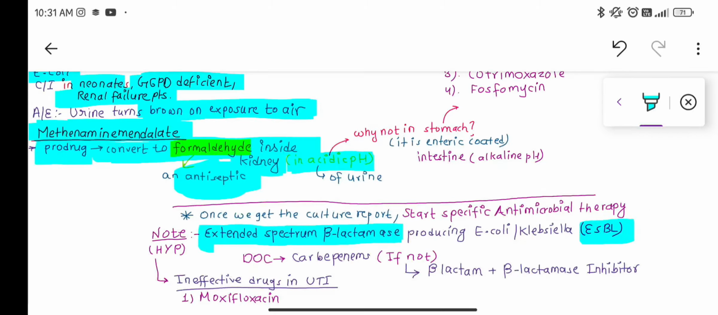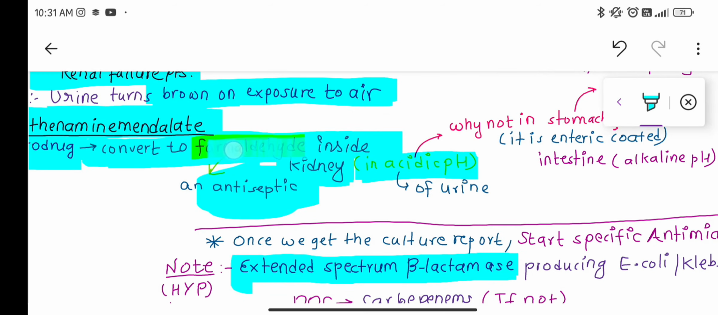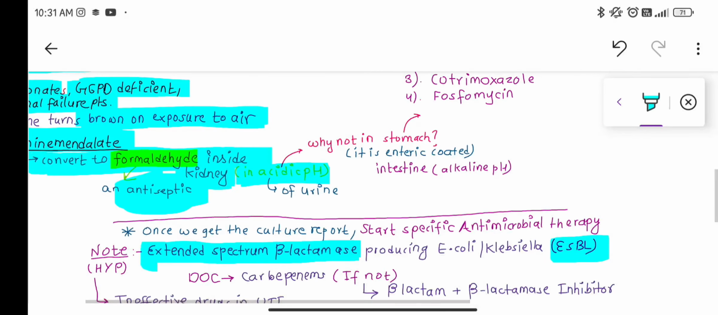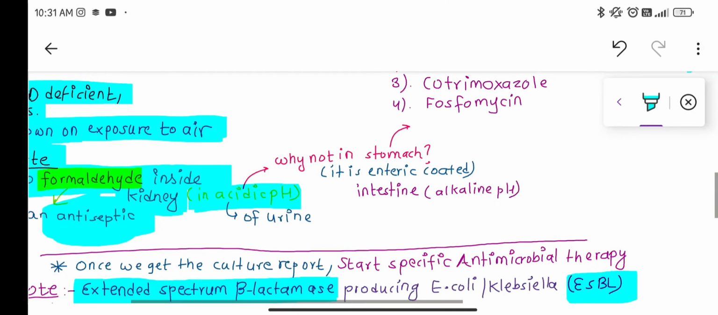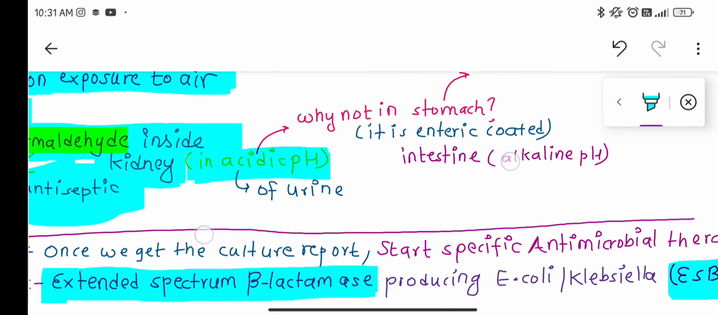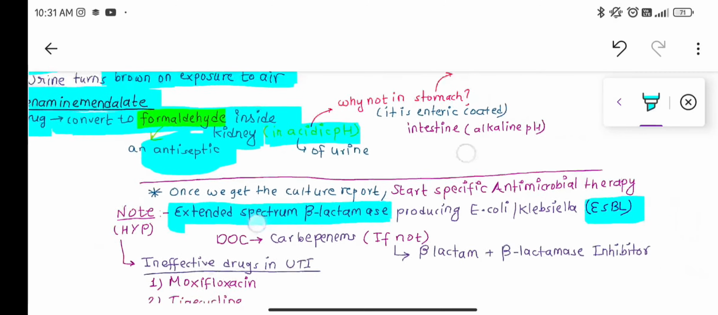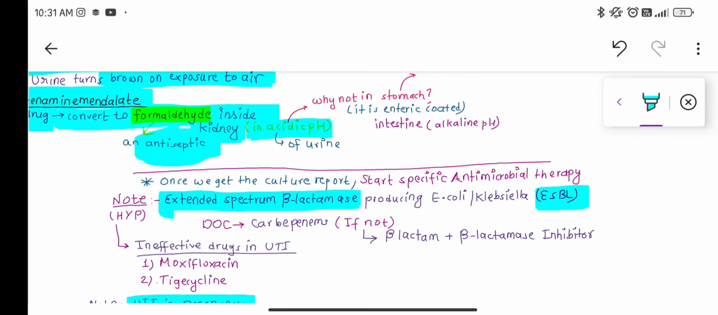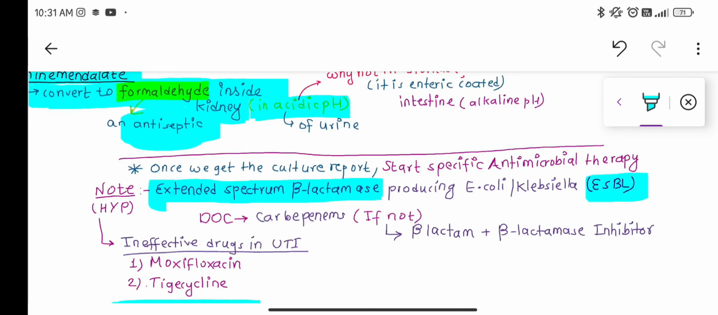So this way, this is the mechanism of action of methenamine mandelate, and it is enteric coated to prevent the corrosive nature of the formaldehyde. Okay, so if it got converted into formaldehyde at the level of the stomach, it would hamper the stomach.